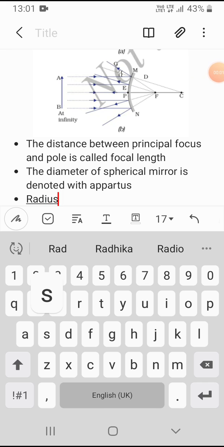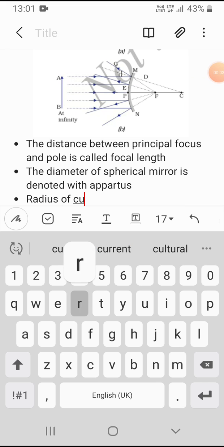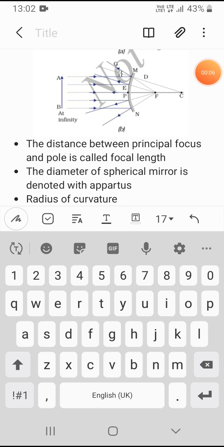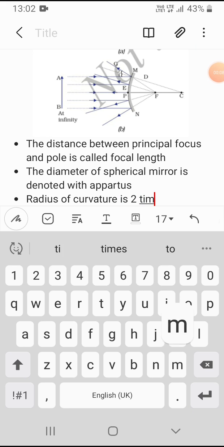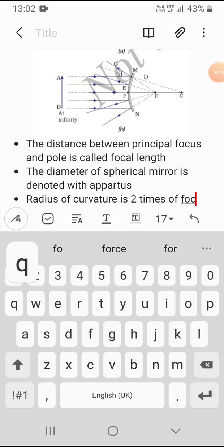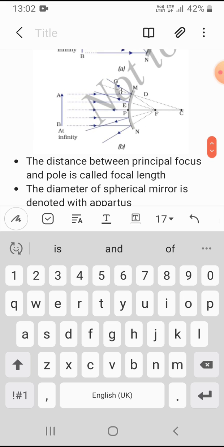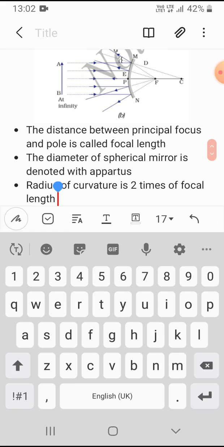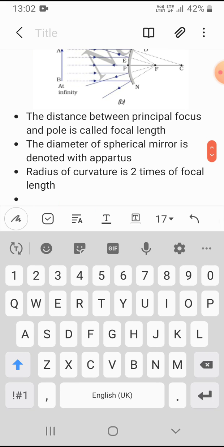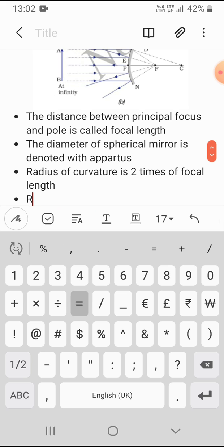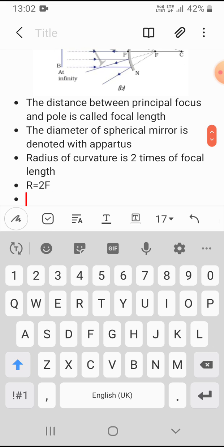Of curvature, radius of curvature is 2 times the focal length. So radius of curvature r is 2 times the focal length, because the center of curvature comes in the middle, so we get 2 times the focal length as the radius. So we can write it as r = 2f.